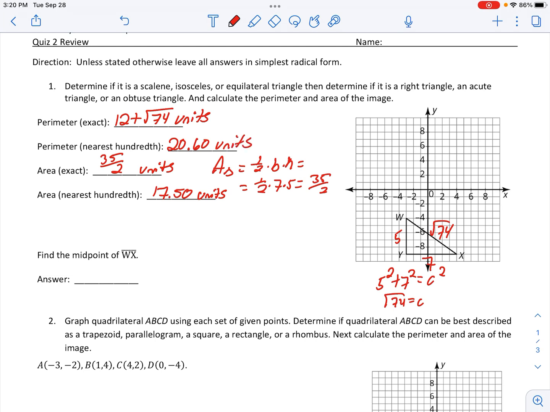Now, by finding all that perimeter and area, we also determine what type of triangle we have. We could have said it's a right triangle at the very beginning. Pythagorean theorem works there. And then because we have 3 different side lengths, we're also going to say right here, it's a scalene right triangle, since all 3 sides are different length.